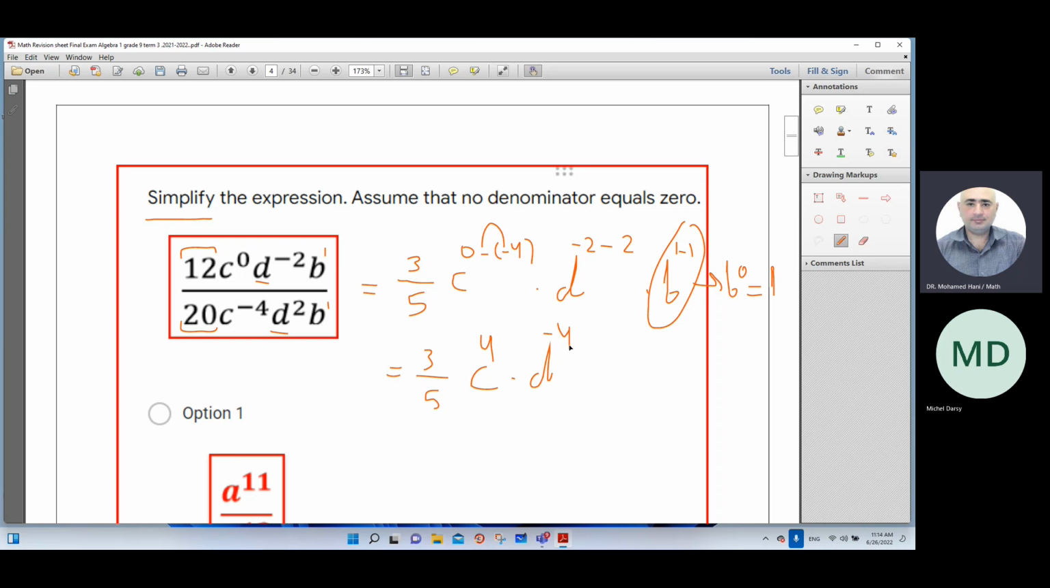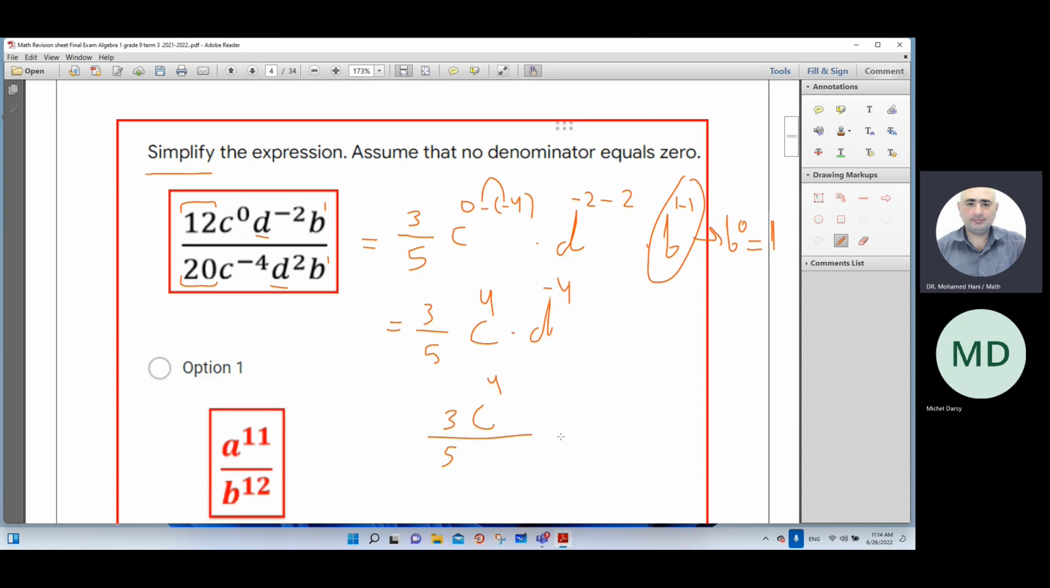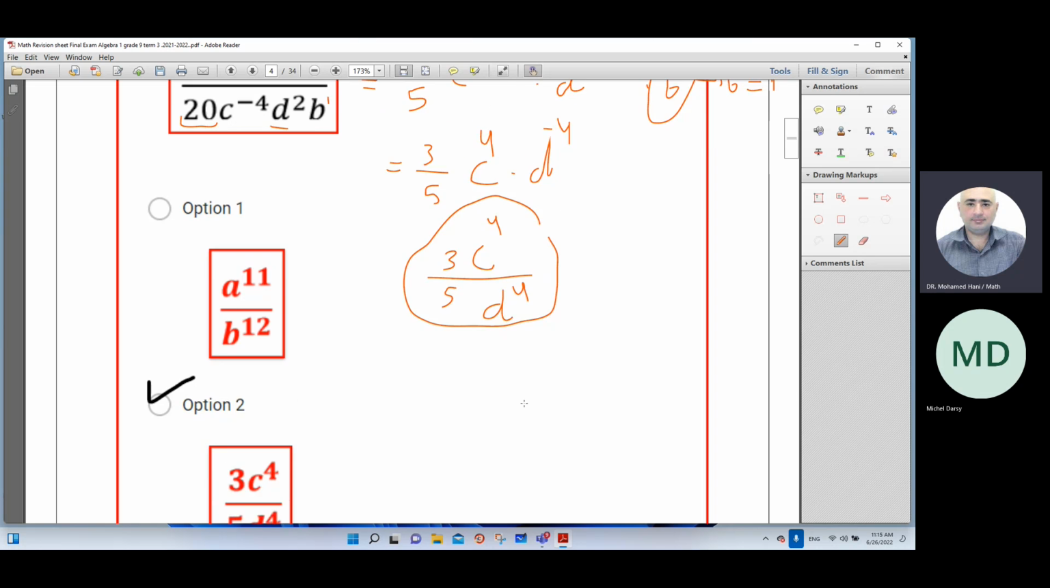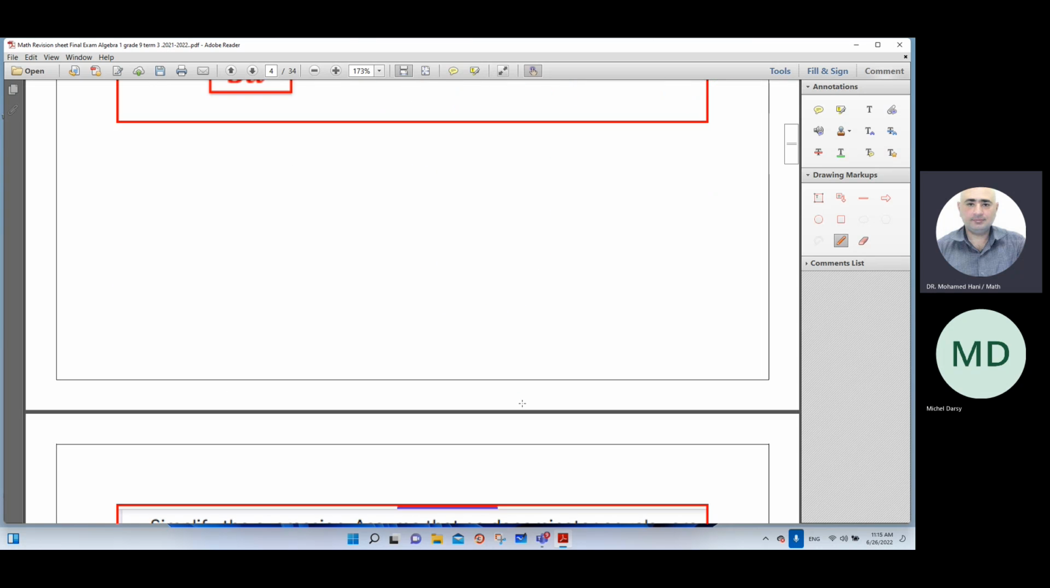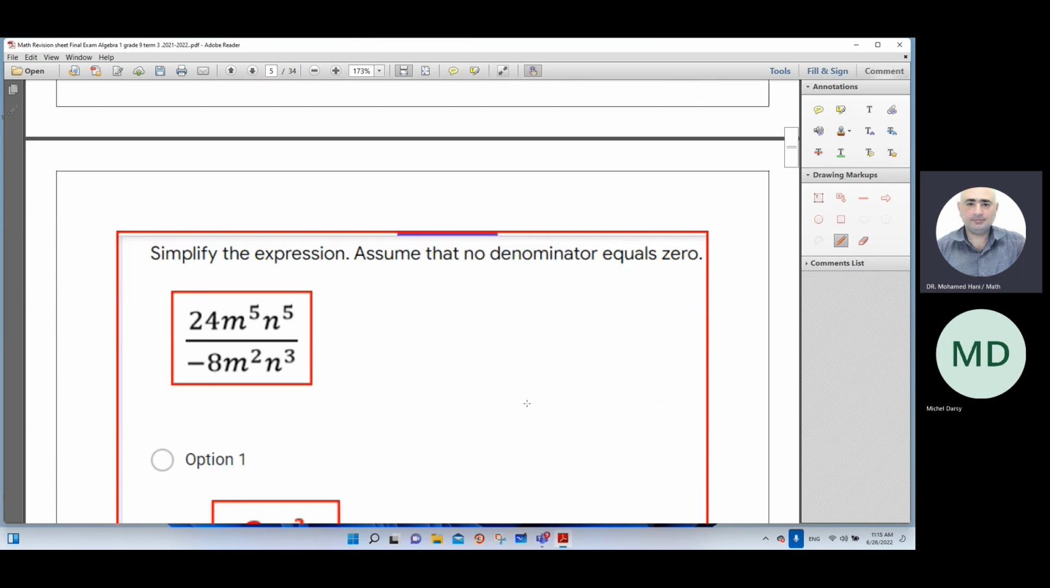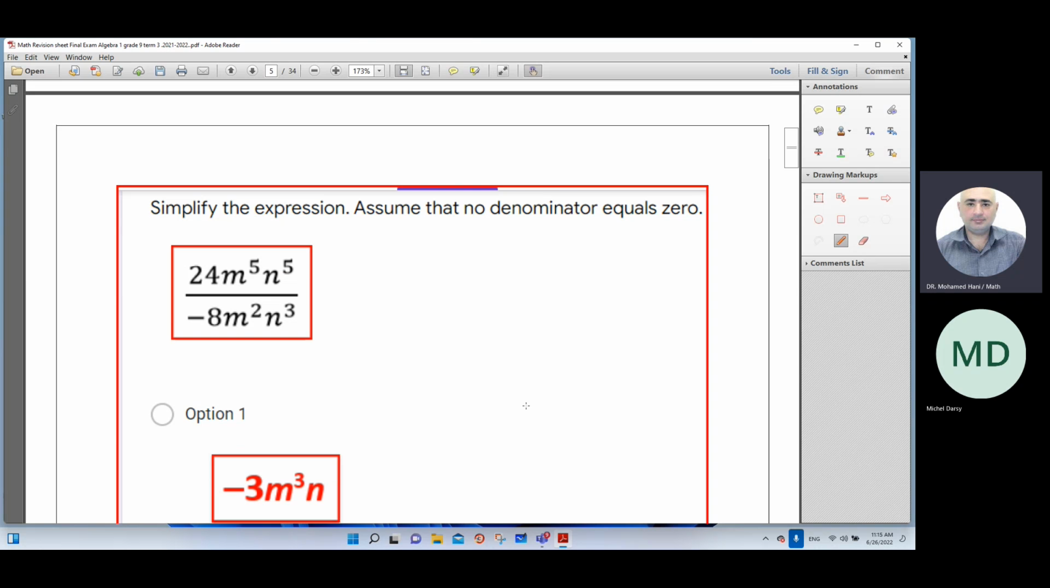So now we can move the negative exponent to the denominator. We will get up we have 3c to the power 4, and down we have 5, and take d to the power negative 4 down, so it will be d to the power positive 4. Also here the same idea.